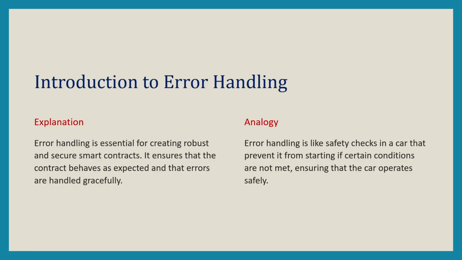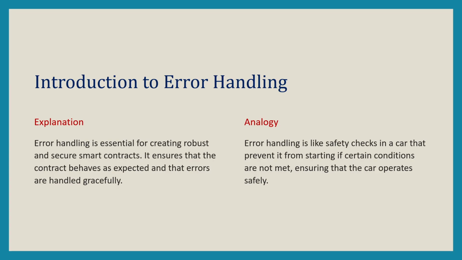Okay, so introduction to error handling. We'll take this in two ways, an explanation and an analogy. Let's go through the explanation first. Error handling is essential for creating robust and secure smart contracts. As I told you, it ensures that the contract behaves as expected and that the errors are handled gracefully. Analogy. Error handling is like safety checks in a car that prevent it from starting if certain conditions are not met, ensuring that the car operates safely.